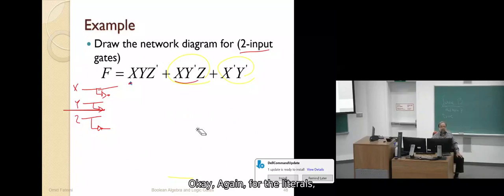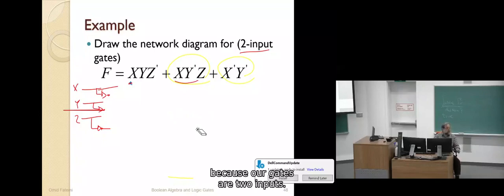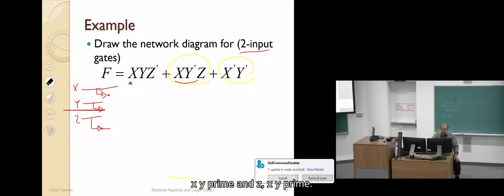Okay, again, for the literals, I have x, x prime, y prime, z, z prime. And now let's go two by two because our gates are two inputs. Okay. For the first one, x, y prime, and z. So x, y prime. We had a law, the associative law, that says that if you want to do x, y, z, you could do it first x, y, and then AND it with z. So we will use this rule.